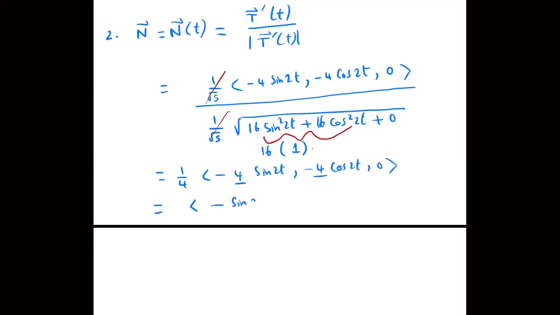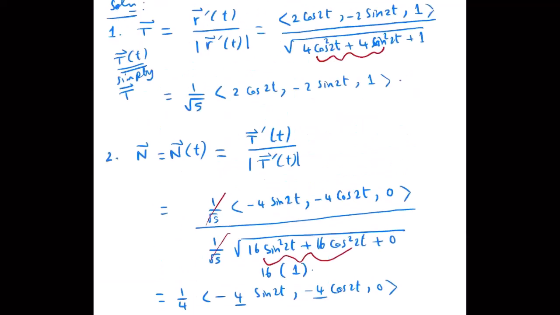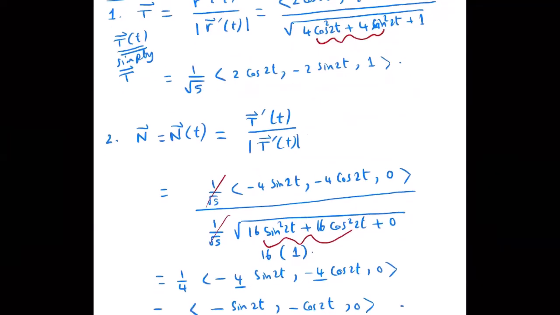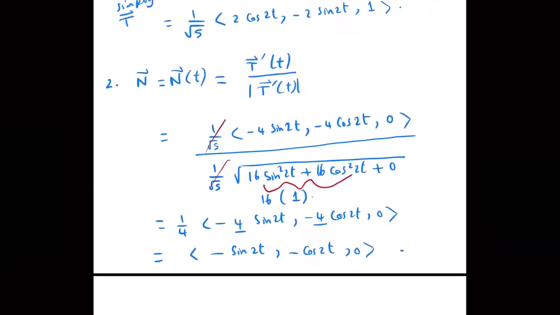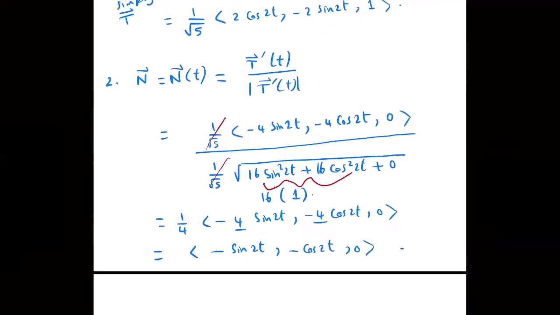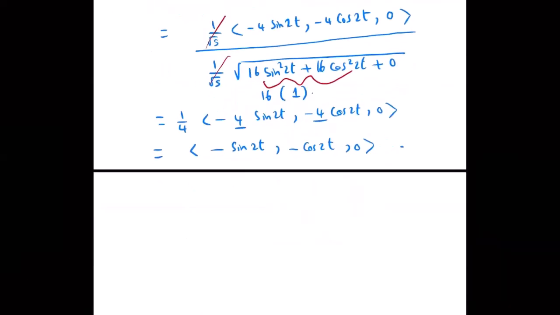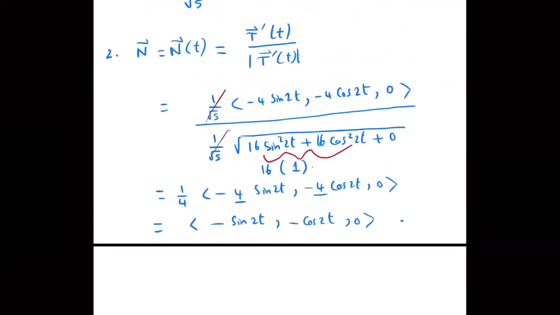Negative sine t, 2t, negative cosine 2t, and 0. This is the normal vector at any time. So we may be asked to draw or to calculate a certain point when the time is 0, when the time is pi over 2, when the time is pi over 4, to find these vectors and draw them in the sketch of the given graph.